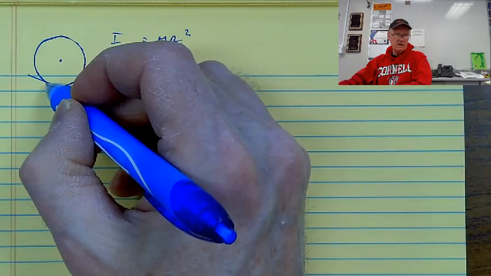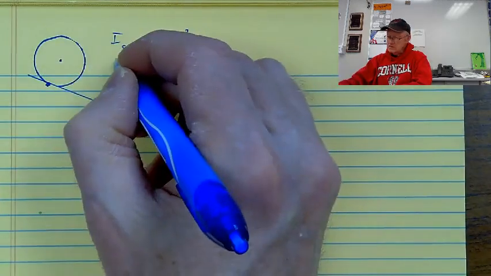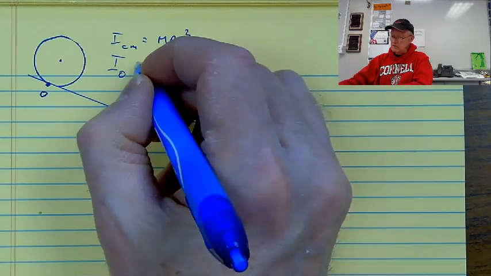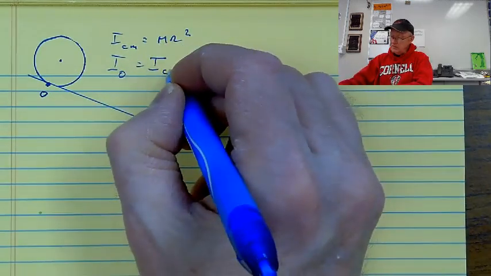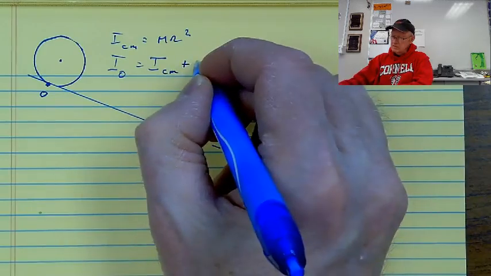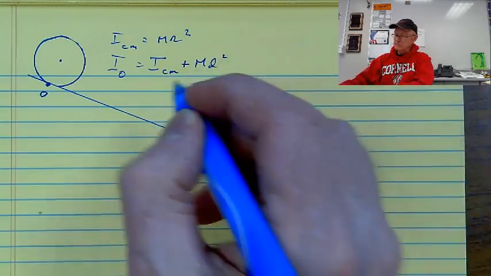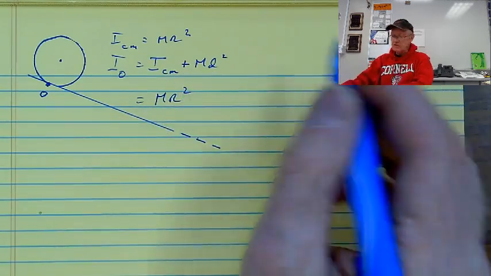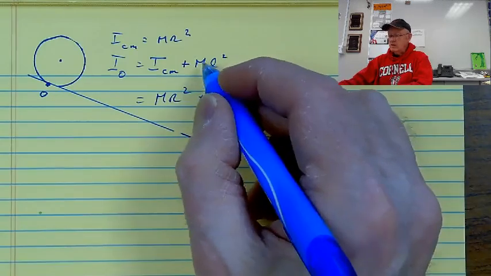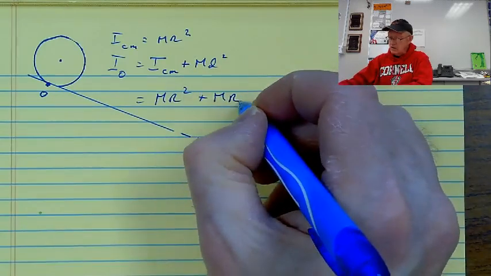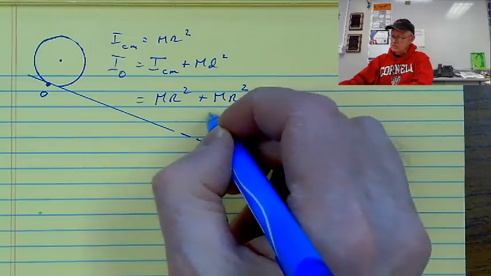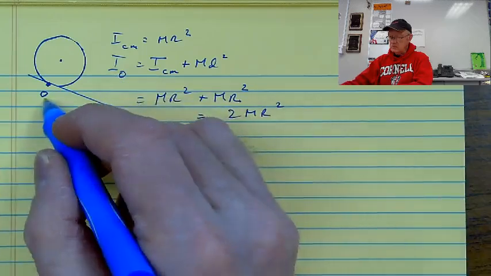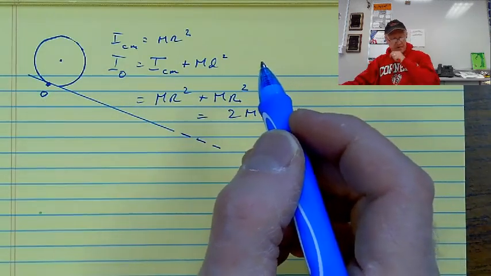So what should I call that point? How about if I call that point 0? I about point 0 is equal to I about the center of mass plus our usual md squared, which in this case would be mr squared for I about the center of mass plus another mass times r squared. So that turns out to equal 2mr squared. So I about the point of contact is 2mr squared. And that was worth a couple of points.